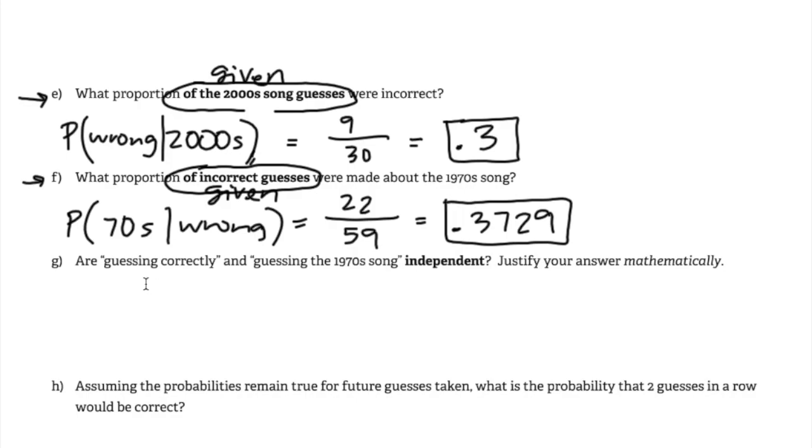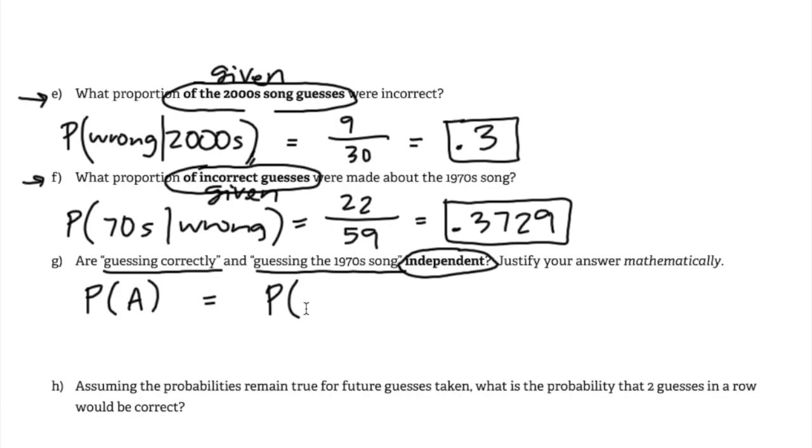So then part G. Part G is asking, are guessing correctly and guessing the 70s song independent? So that means, is your guessing correctly impacted by whether you were guessing the 70s song? Or maybe do different decades have different rates of correctness? The way we test for independence, we have a test that says, does the probability of one event equal the probability of that event given the other event? And if those two things are equal, then they are independent. But if those two things are not equal, then they're not independent.